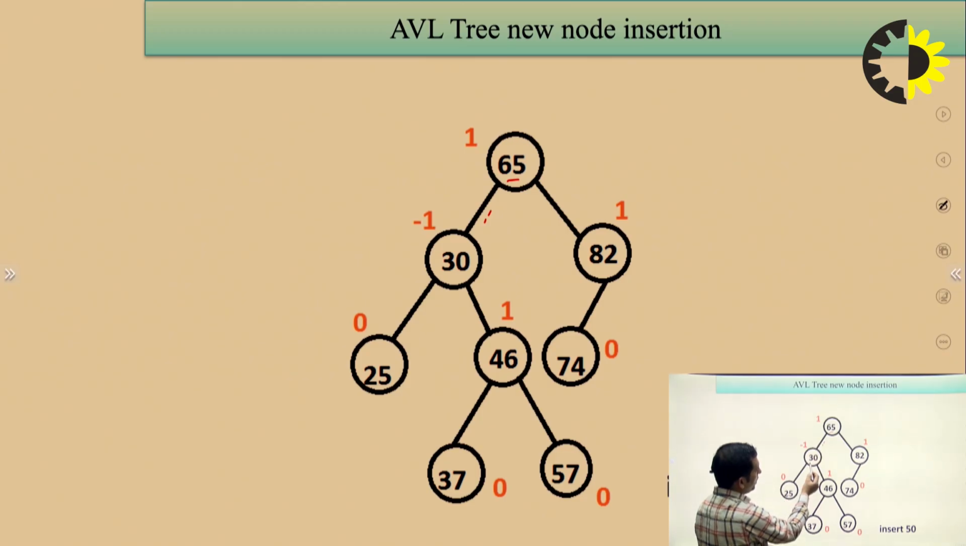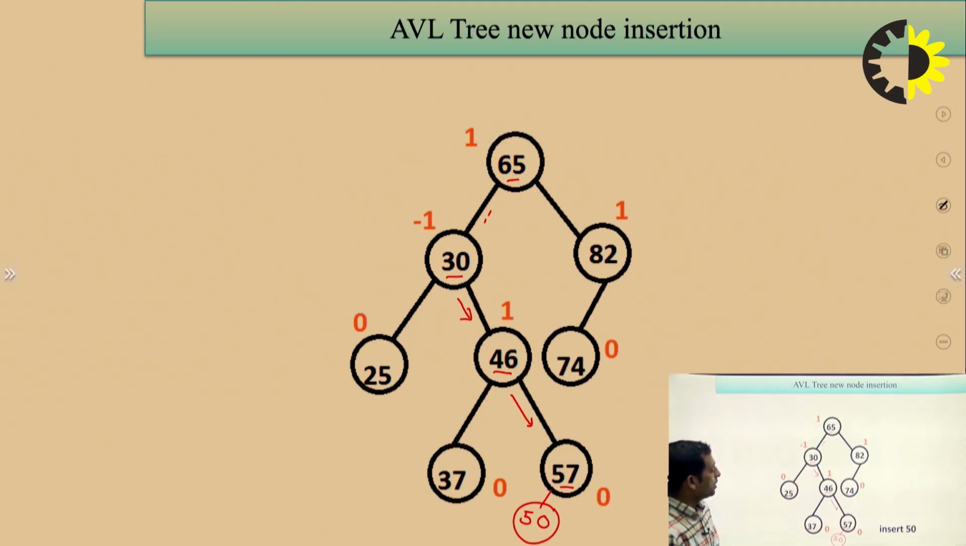Now there is data, so compare 50 again with the value 30. Now 50 is greater than 30, so it goes to the right subtree of 30, here. Now there is also data present, so 50 is greater than 46, so it goes to the right subtree of this one. Now there is also data, 57. Now 50 is less than 57, so 50 will come here. Now there is no data, so 50 will be placed here.